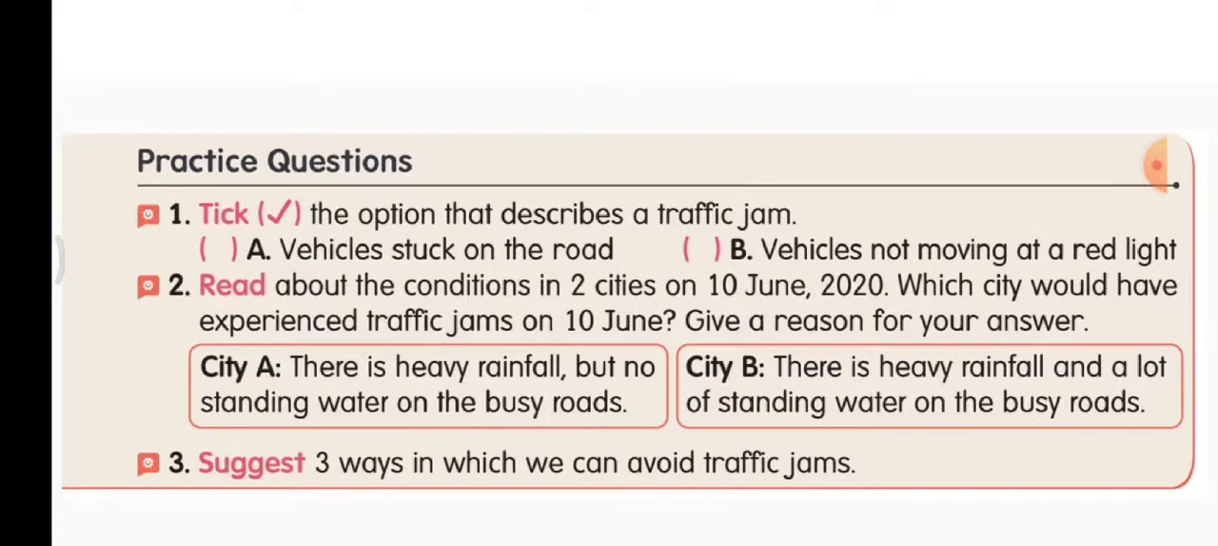So we can tick the city B, because in city B, when there is heavy rainfall, the water was standing on the roads. So when the water is standing on the roads, then the vehicles can't move easily. So this will lead to the traffic jam. You can write this reason. Third question, suggest 3 ways in which we can avoid traffic jams. Point number 1, using public transport. Point number 2, reduce vehicles on the road. Point number 3, build more roads and flyovers.